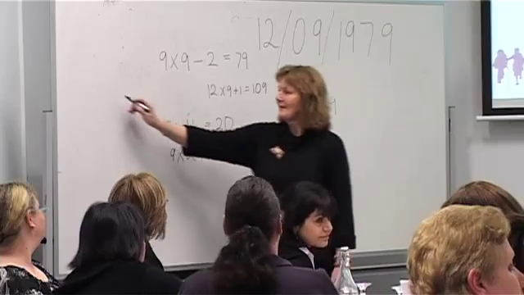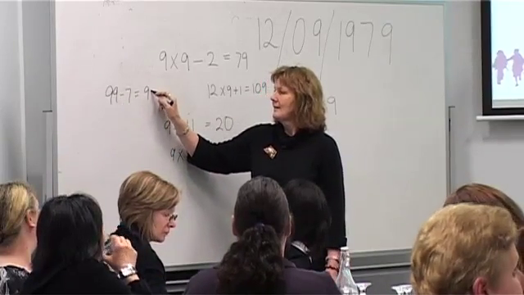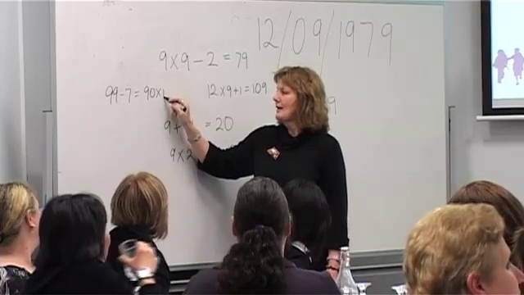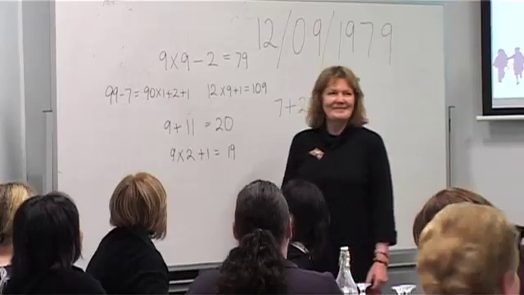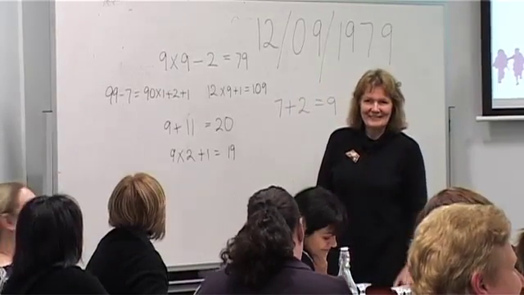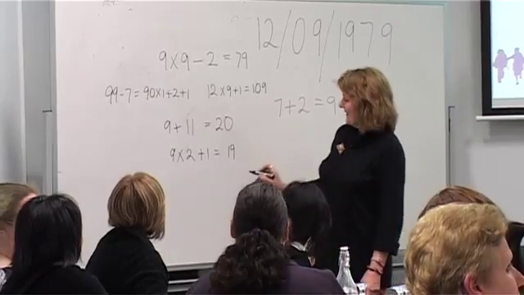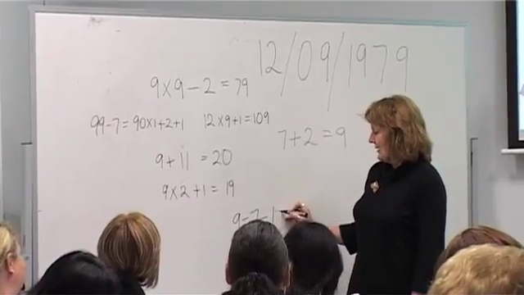99 take away 7 equals 90 times 1 plus 2 plus 1. Anybody else proud? 9 take away 7 take away 1. No.